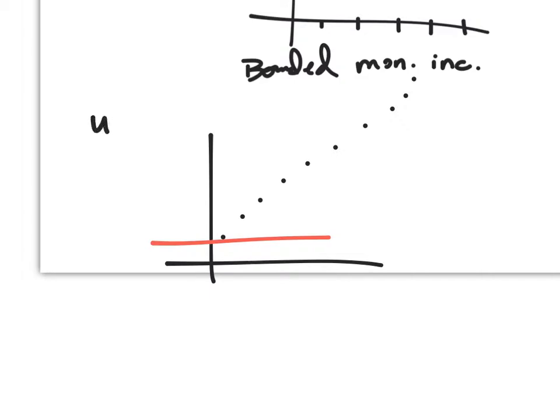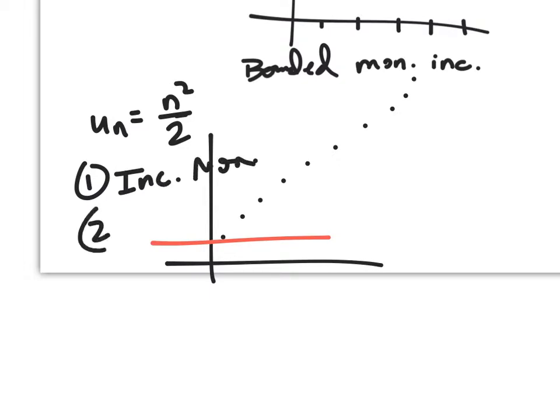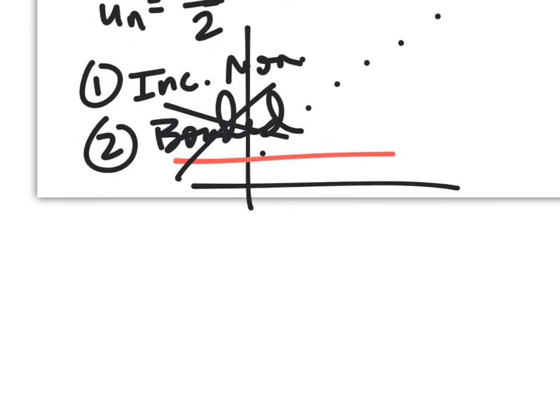An example of that might be u sub n equals n squared over, I don't know, 2, right? Although it wouldn't look exactly like that. But so step 1, we've shown it's increasing monotonic, but step 2, it's not bounded. So since it's not bounded, that would not be a convergent sequence. Okay, let's go the other way.